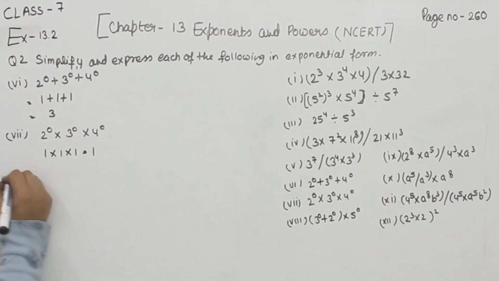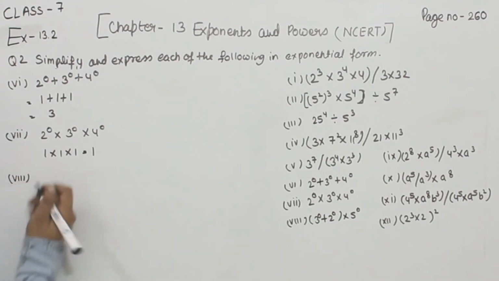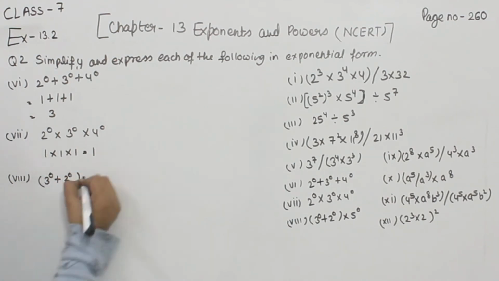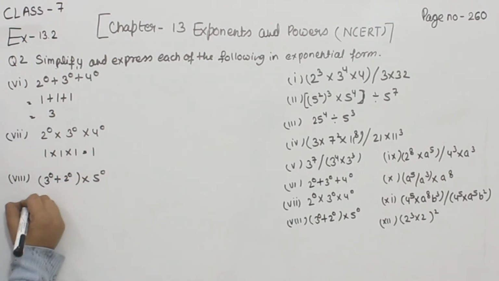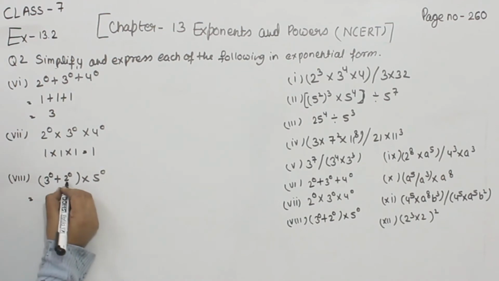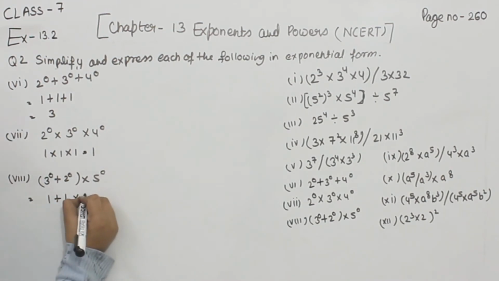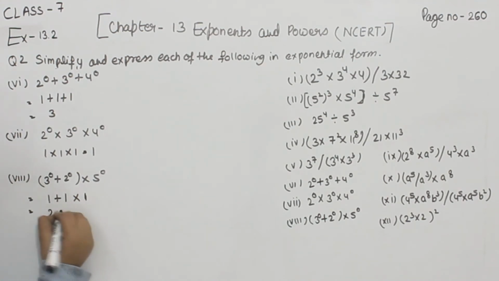Now comes to the part 8. In the part 8 we have 3 to the power 0 plus 2 to the power 0, and this one is multiplied by 5 to the power 0. Now 3 to the power 0 means 1. Now 2 to the power 0 means 1. This one is multiplied by 5 to the power 0, that means 1. Now 1 and 1, 2. 2 multiplied by 1. So the value we have is 2. This is the part 8.